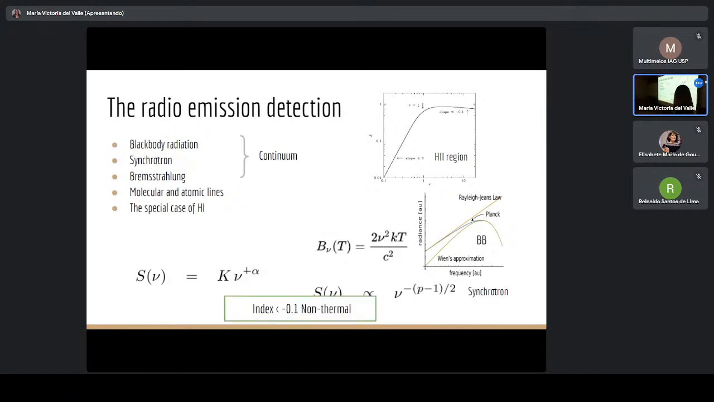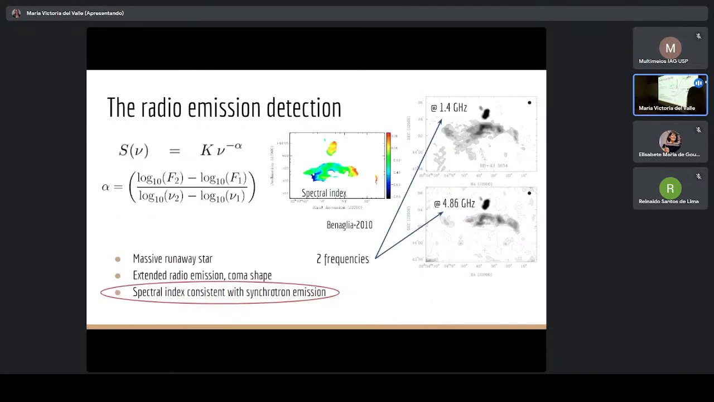We can analyze the spectral index, and we can conclude that if the index is less than this value, the emission is most likely to be non-thermal. And this non-thermal emission at radio is produced by synchrotron emission. Okay, so here I'm showing we have the two frequencies, and this is the spectral index map. And we can see here we have very negative indexes that can be produced by synchrotron emission.